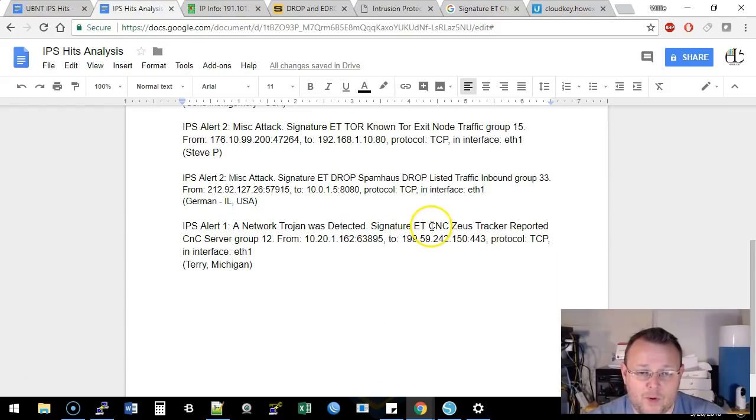And then here's another one where we're talking about CNC servers, so control servers, and this is once again internally, from an RFC address out to an SSL based. So there's something going on here, command and control server. This could be infected. This could also be a false positive. I don't know what the profile of this machine is. So that is something that Terry in Michigan is going to want to look at.